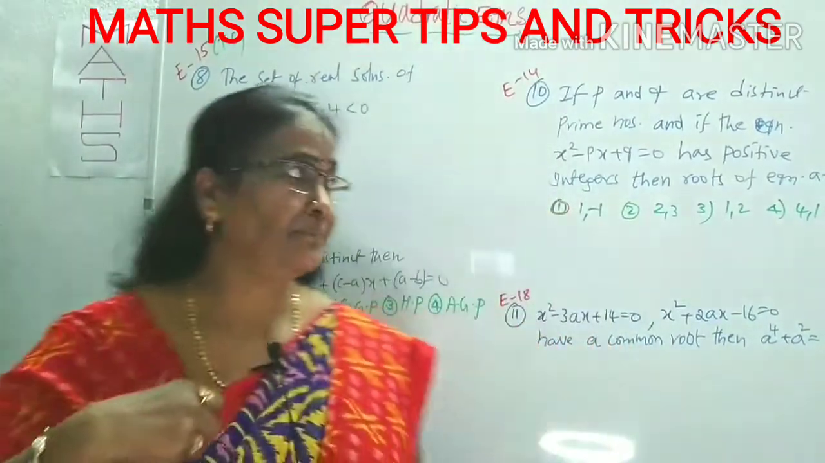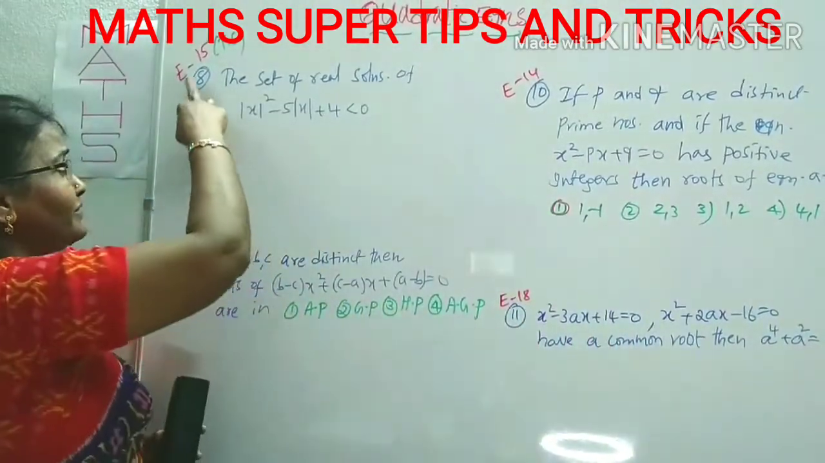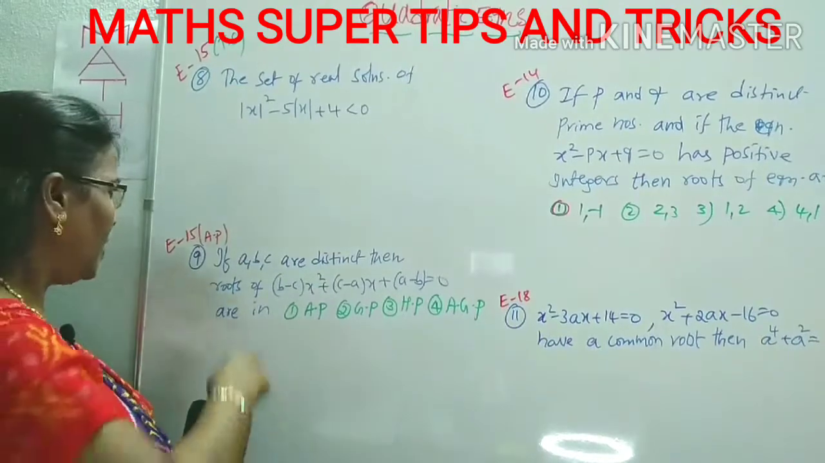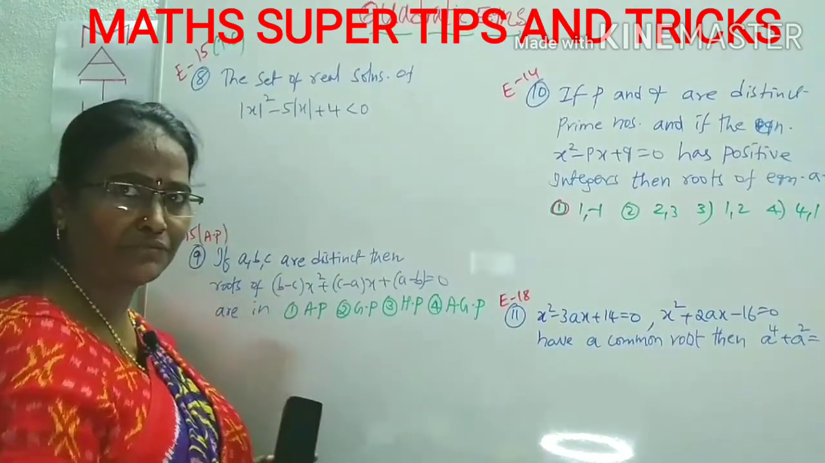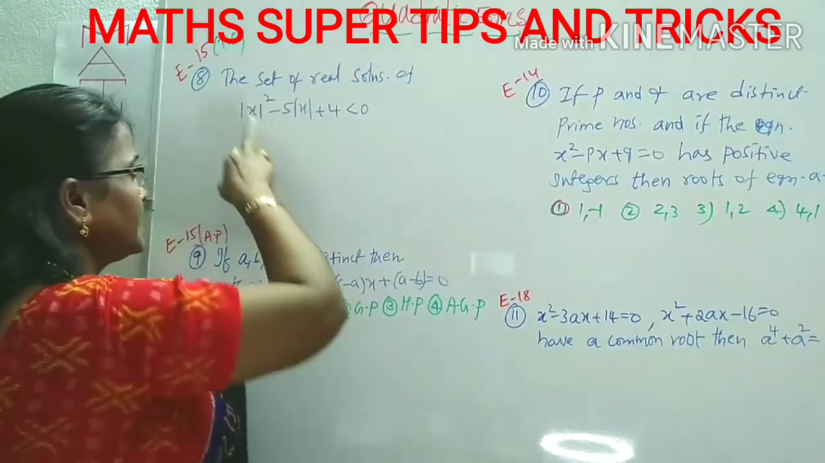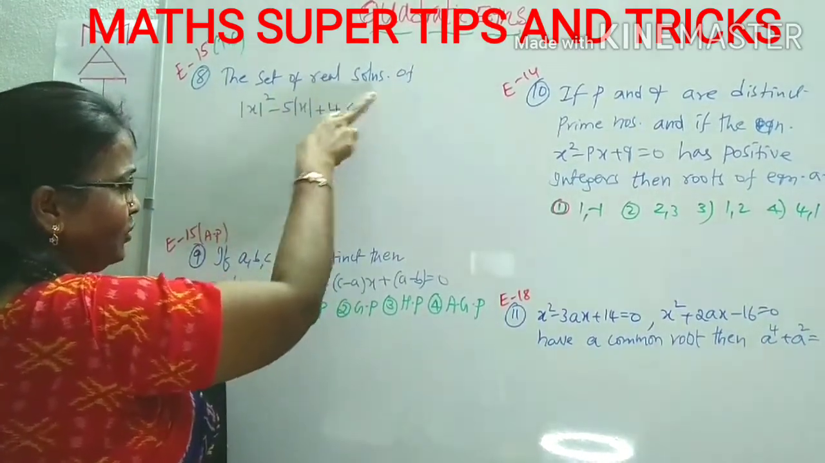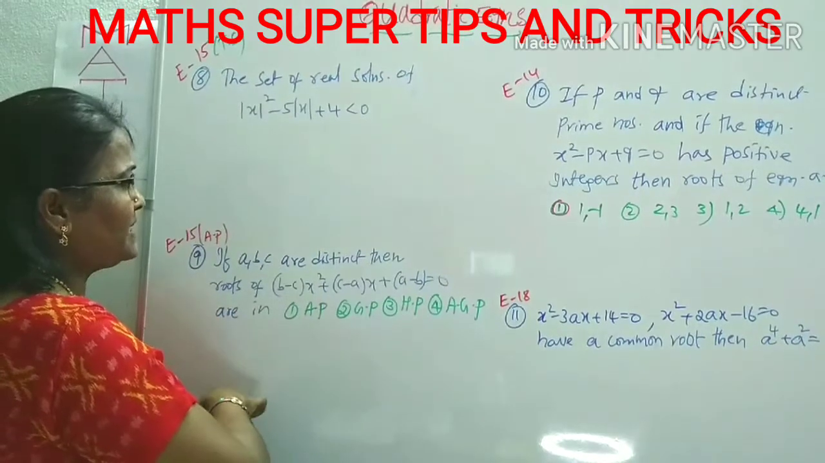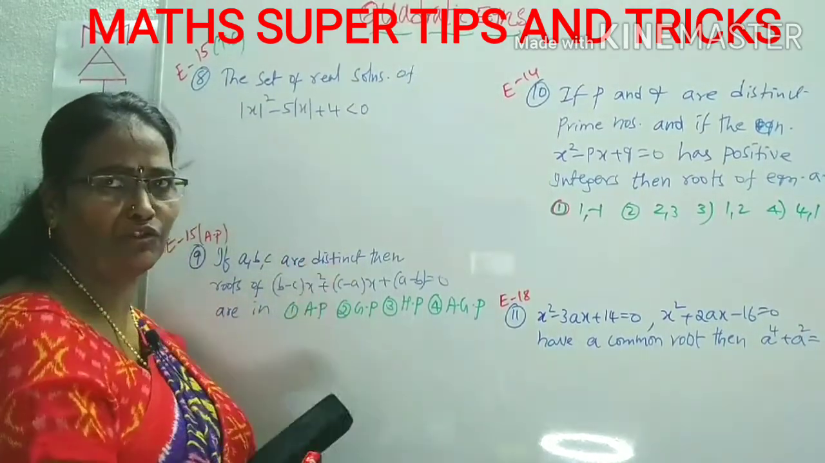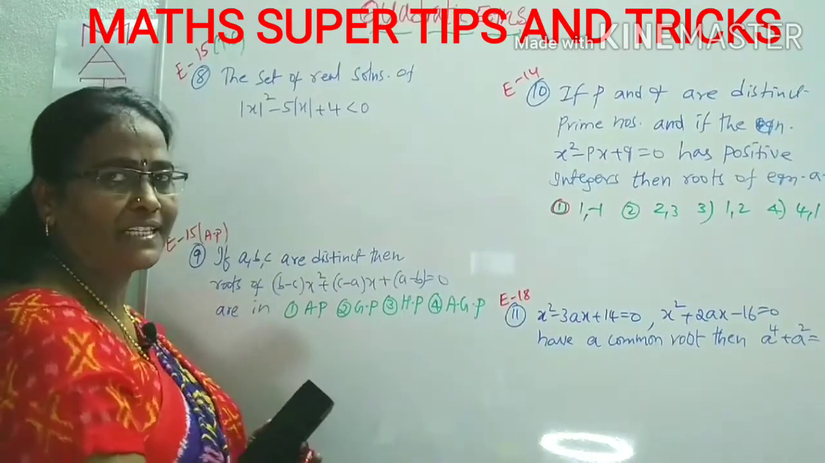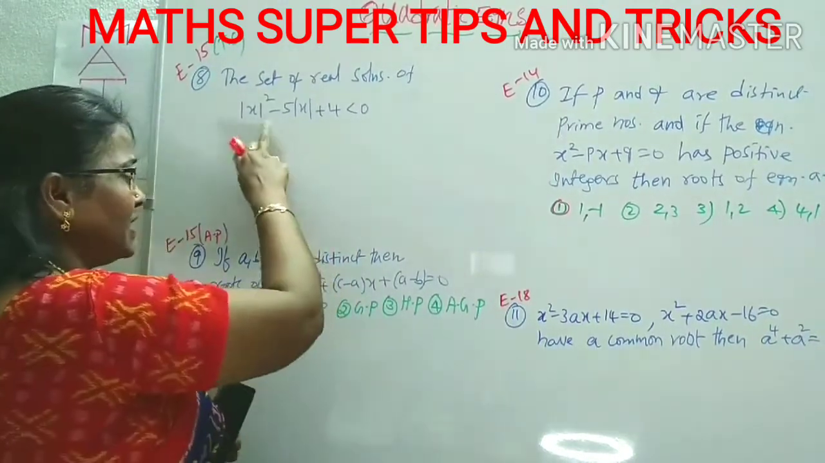Question number 8 is given, and question number 9 is also given. So this is the set of real solutions of this equation. What does the set of real solutions of this equation mean? Just now I did a few questions, like the 6th and 7th, because modulus is there.